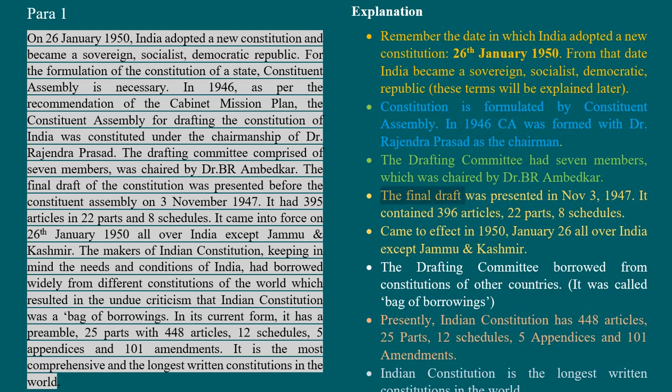The final draft was presented in November 3, 1947. It contained 396 articles, 22 parts, 8 schedules. And the Constitution came into effect on 1950 January 26, all over India, except Jammu and Kashmir.